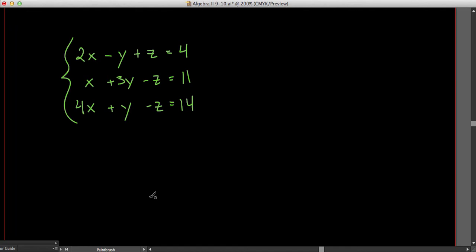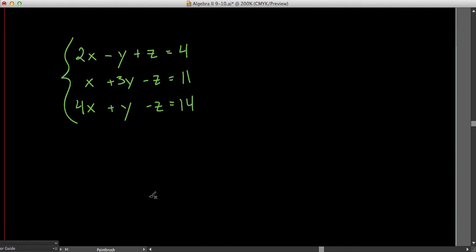in three dimensions. So we could actually graph these, and our solution would be where all three planes intersect. Now, if all three planes intersect at one common point, then we're going to have one solution. If they intersect along a line, we'll have infinitely many solutions. And if they don't intersect at all, or if two of them intersect and maybe the third one doesn't, or all three planes maybe are parallel to each other, then there is no solution.